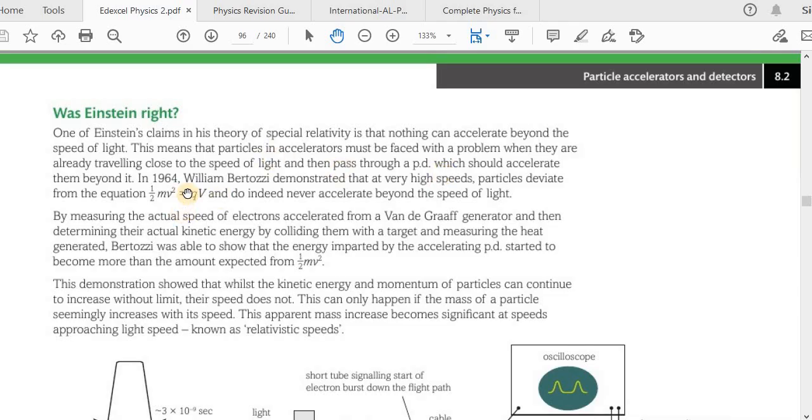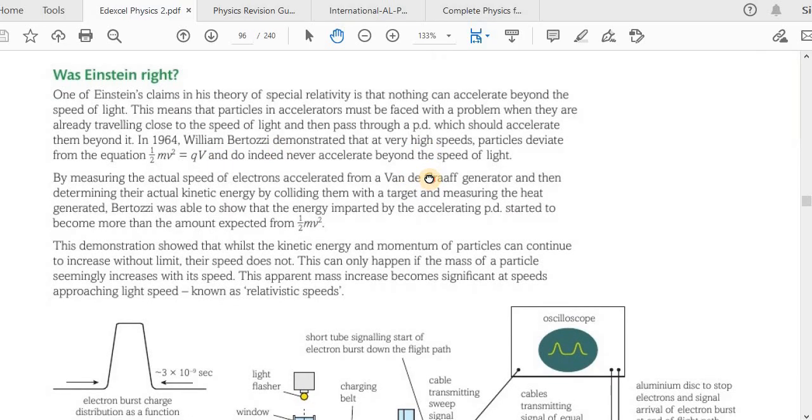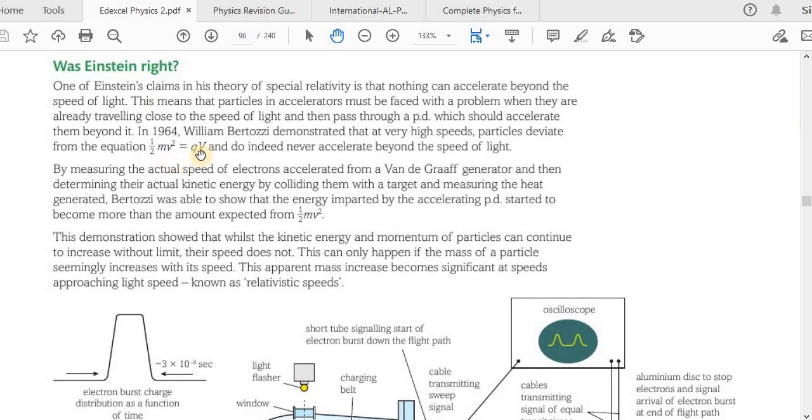So we will see. In 1964, William Bertozzi demonstrated that at very high speeds particles deviate from the equation. Now remember, I told you the charge of that electron times the potential difference through which it is accelerated will give you the kinetic energy gained by the electron when it passes through that potential difference. So that is this equation. And indeed particles never accelerate beyond the speed of light. So at very high speeds the particles deviate from this equation, and therefore they can't go faster than the speed of light.